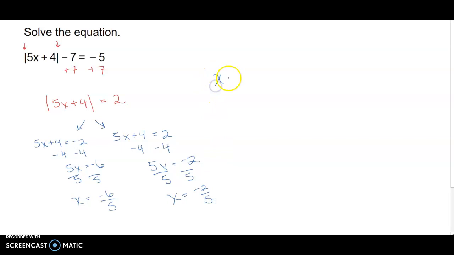So your solution set probably has the curly brackets. You put your smaller number first, and then your larger number. When you're working with negatives, whatever number's further away from 0 goes first, closer to 0 second, if they're both negative.